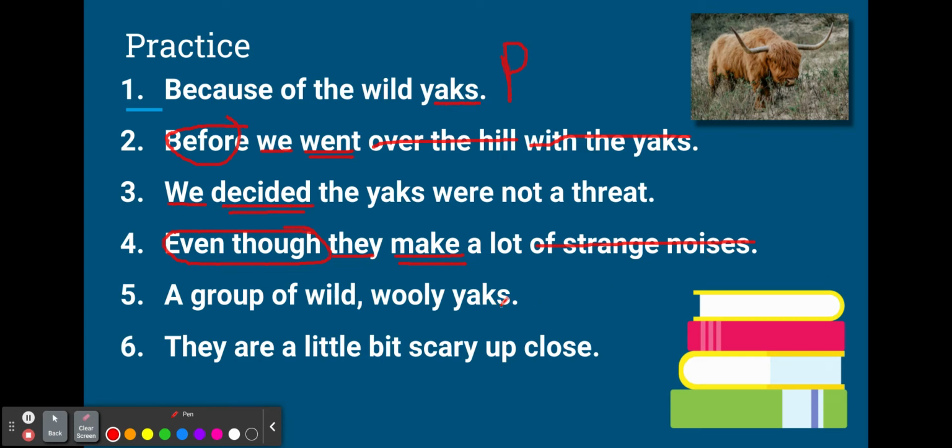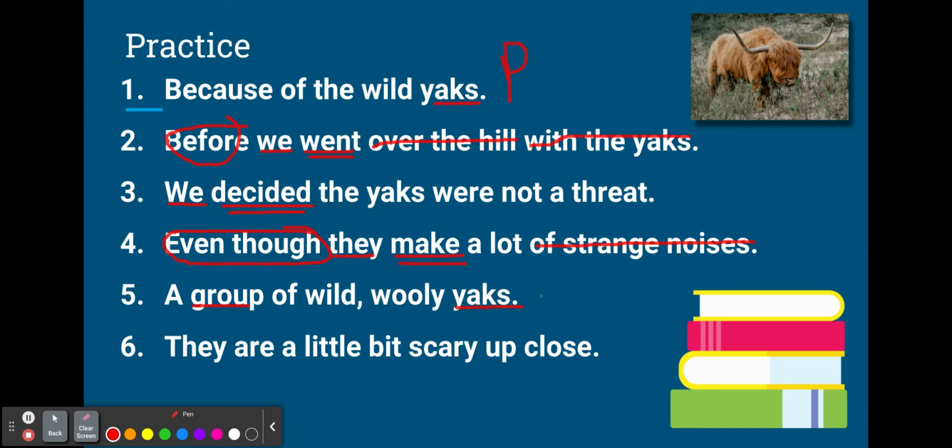The number 5, a group of wild, woolly yaks. Well, you've got some noun things going on, but I don't see any verbs. And so if we've just got nouns and their descriptions, then we've just got a phrase. That one's just going to be a phrase.